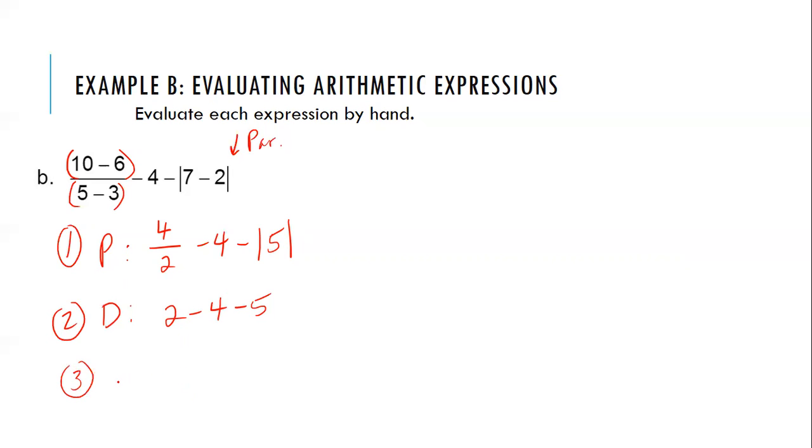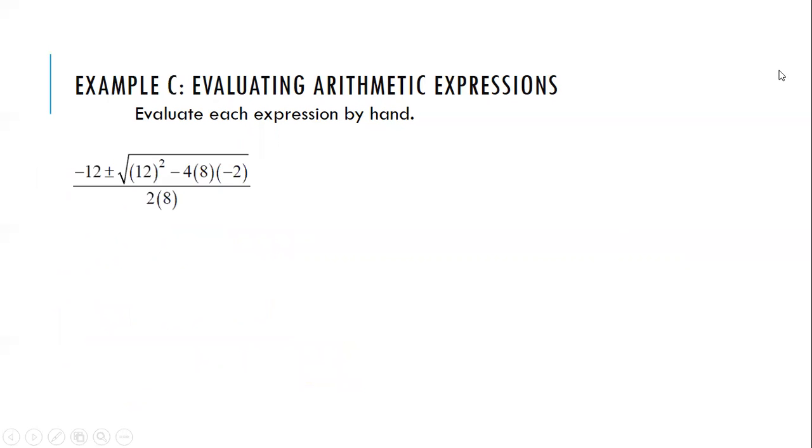And then the third step is to add and subtract from left to right. So it's add or subtract, and you're going to go from left to right, just like we read. So 2 minus 4 is going to give me negative 2, minus 5 is going to give me... And so my answer is negative 7. Again, are we feeling good about this? If this is something you're comfortable with, is it necessary for you to write down? Yes.